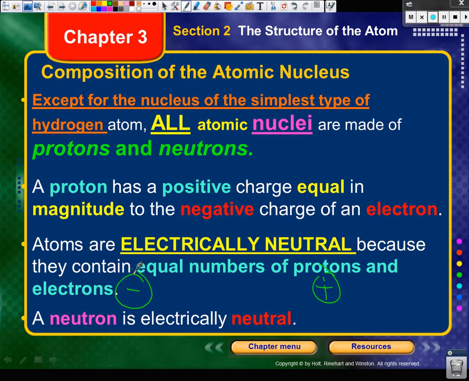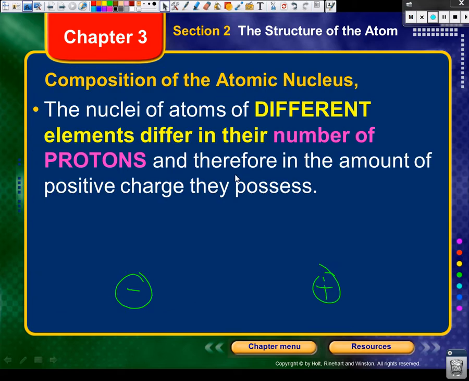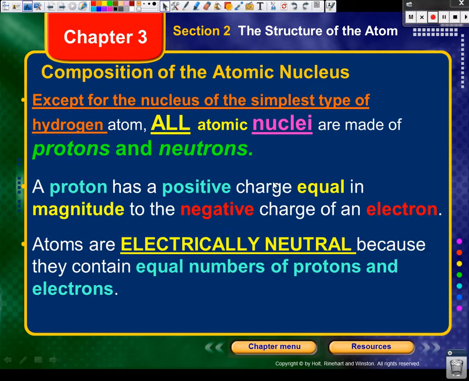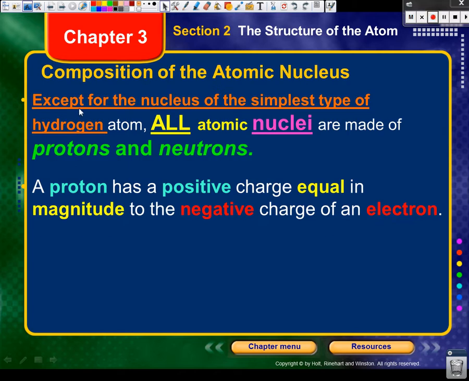Okay, so a neutron is electrically neutral. So neutrons have no impact whatsoever over the charge of an atom. And again, we'll talk about that in the next chapter. Right up here, it's actually in orange. Except for the nucleus of the simplest type of hydrogen, that is protium. Protium is the simplest type of hydrogen because it does not have any neutrons.